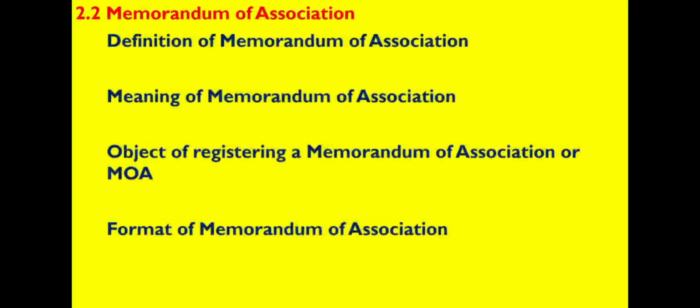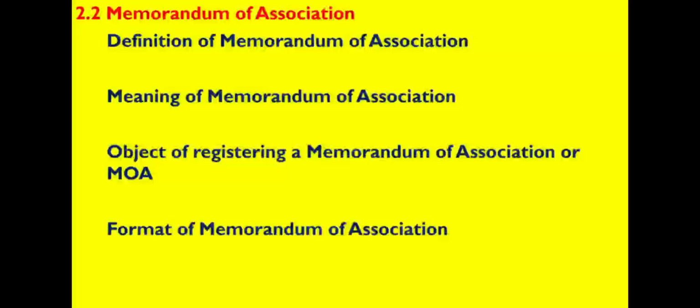Table A, it is applicable to a company limited by shares. Table B is applicable to a company limited by guarantee and not having a share capital. Table C is applicable to a company limited by guarantee and having a share capital. Table D, it is applicable to an unlimited company and not having share capital. Table E, it is applicable to an unlimited company having a share capital.